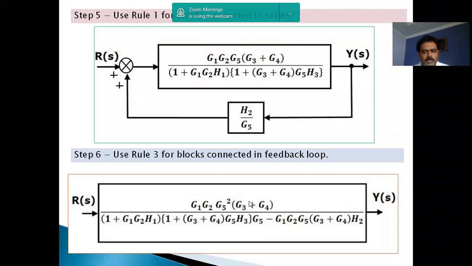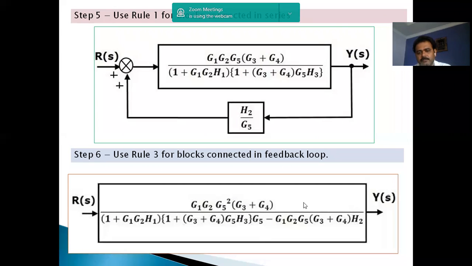Okay. Now our transfer function model means output by input. You will get the transfer function model. Don't forget to write the transfer function model. This is block diagram reduction. Up to this part, the entire complex block diagram is reduced into a single transfer function model. This is a reduced block diagram model.